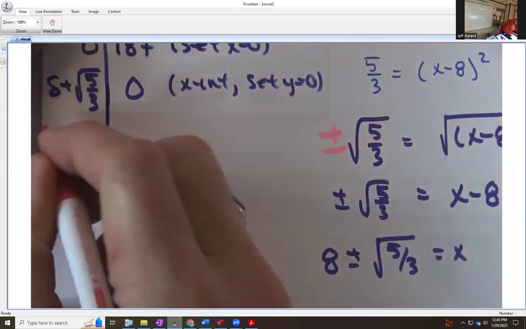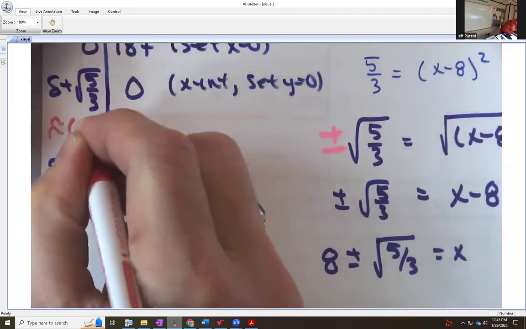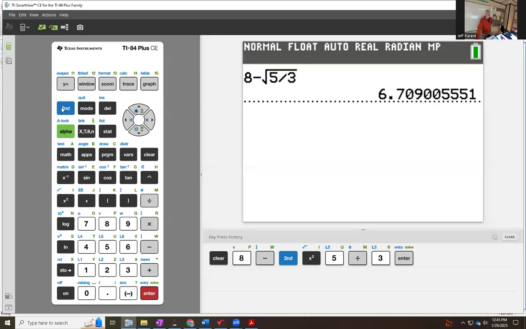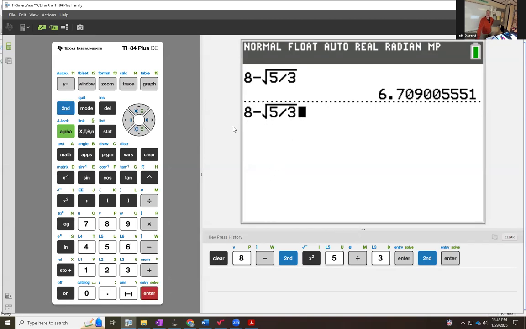So this is about 6.7. Now I need the other one. And so here's a nice little trick that you can do to get the other one. If you hit the second key and the enter key, it'll pull up your previous calculation.